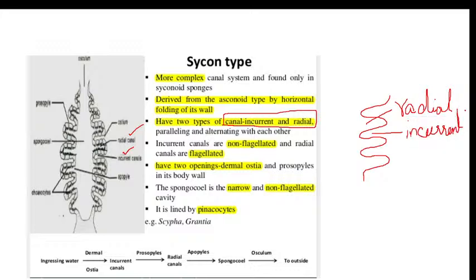So the radial canal and incurrent canal are always parallel. They will be parallel. Here there is a radial canal, parallel to it an incurrent canal, then the next radial canal, that is alternating. The two types of canals are parallel and alternate. That means one radial, one incurrent, one radial, one incurrent, one radial, one incurrent. That is how the canal system is formed. This is parallel to this one, this is parallel to this one. So two types of canals, incurrent and radial, are parallel and alternate with each other.